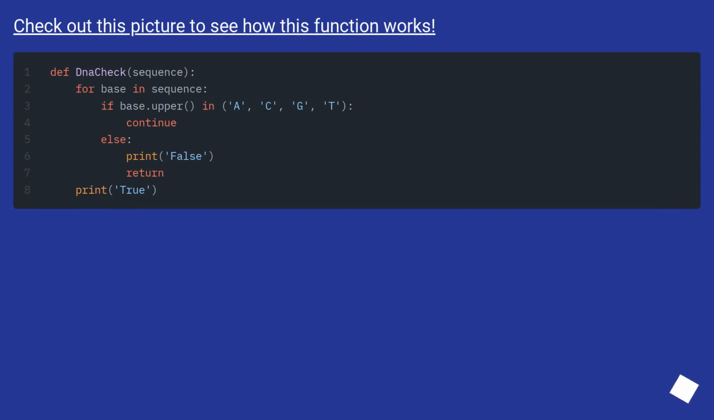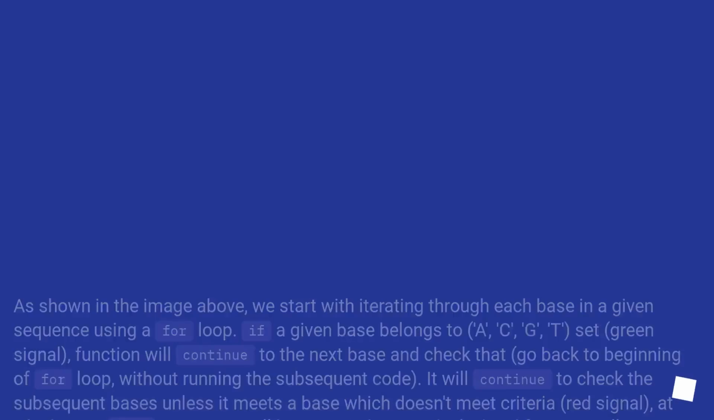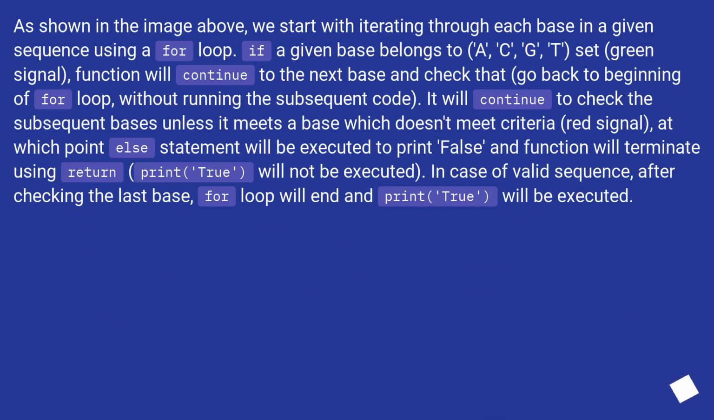Check out this picture to see how this function works. As shown in the image above, we start with iterating through each base in a given sequence using a for loop. If a given base belongs to the A, C, G, T set, green signal, the function will continue to the next base and check that, go back to the beginning of the for loop, without running the subsequent code.